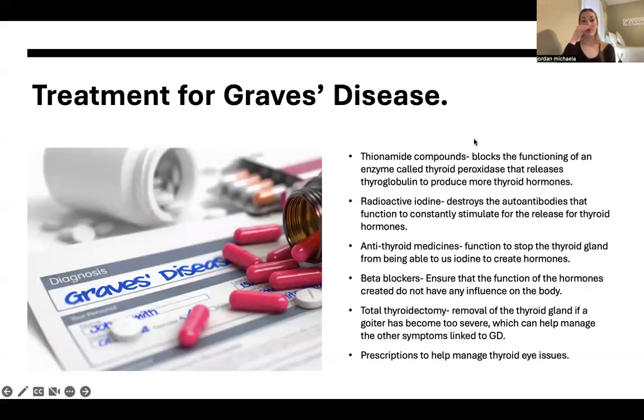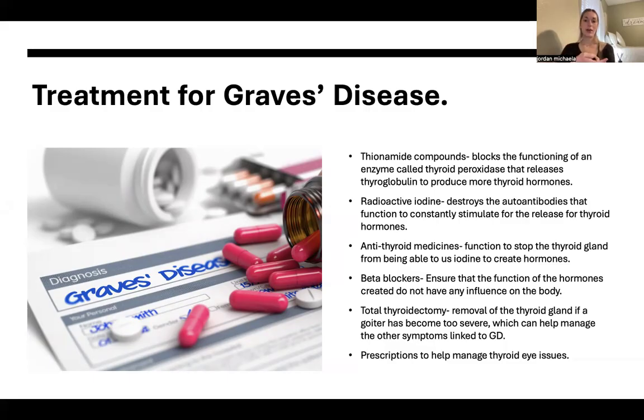So, treatment for Graves' disease, there are multiple avenues that one can take. So there are thionamide compounds, which block the functioning of an enzyme called thyroid peroxidase that releases thyroglobulin to produce more thyroid hormones. So if there's already an excessive amount of hormones, this could be a good option to block that enzyme from stimulating for more.